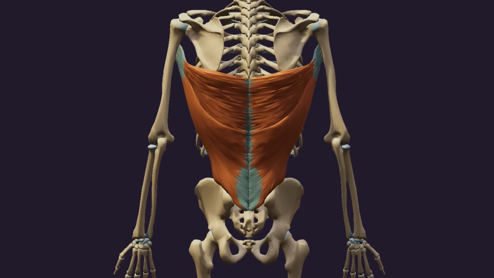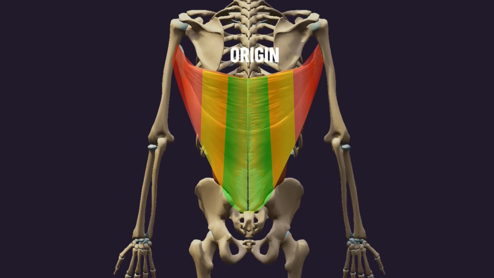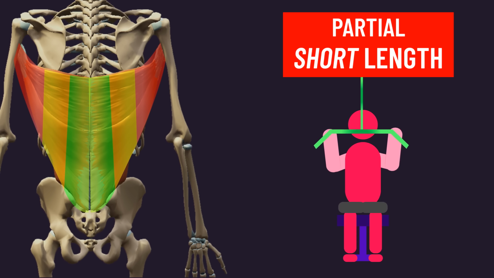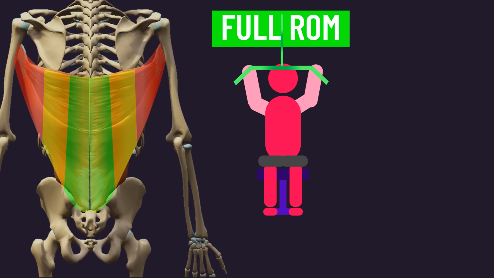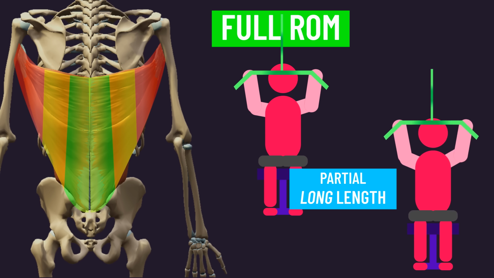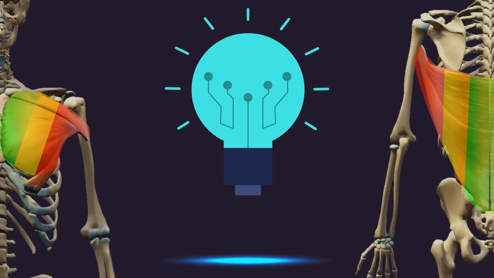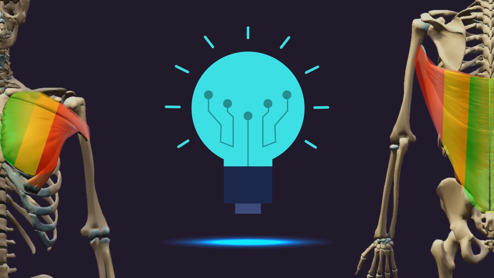Likewise, the lat's distal region is near the arm, while the proximal region is closer to the spine. Perhaps partials at short lengths do well at developing the proximal and middle regions, but are not as effective as a full range of motion or partial at long length for the distal regions. This is speculation as there's no direct research on this yet.